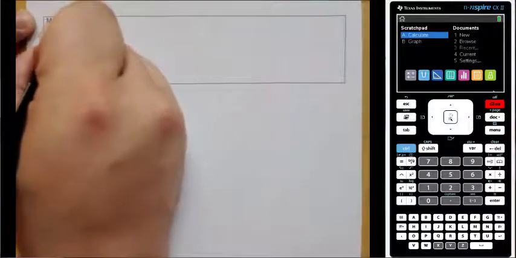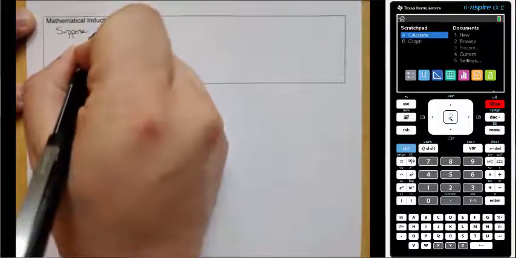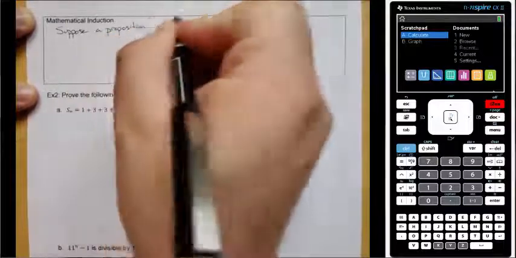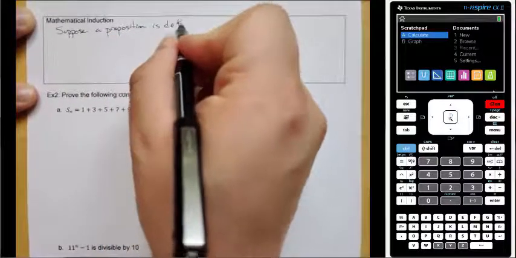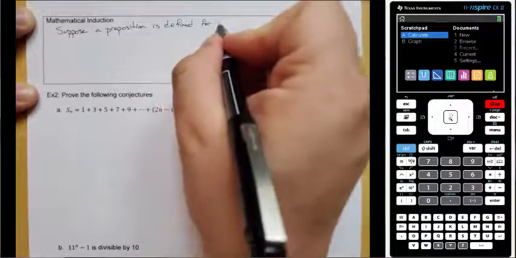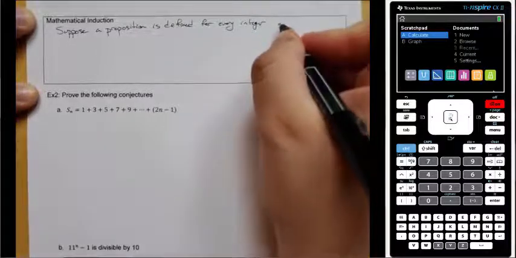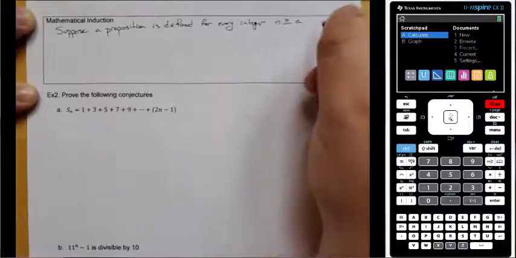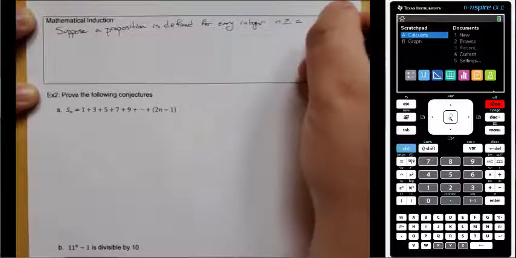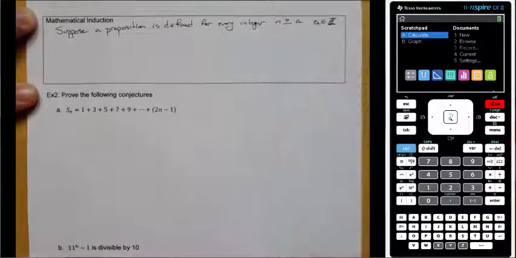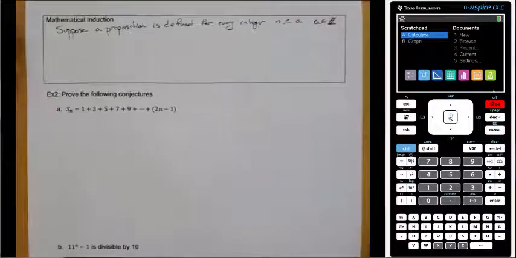It says, suppose a proposition is defined for every integer n greater than some starting value a. Often a is 1, but it can be any whole number, positive or negative or otherwise. It doesn't really matter, but it depends on your statement, what you're trying to prove. Okay. So if that's true, then this is the principle of mathematical induction.